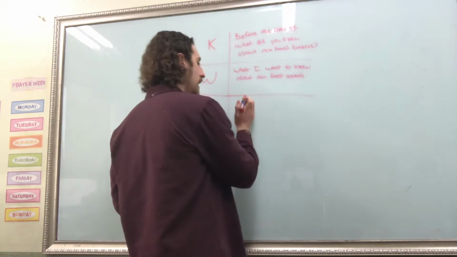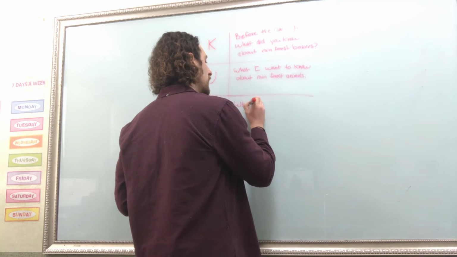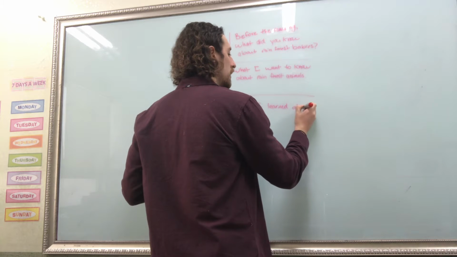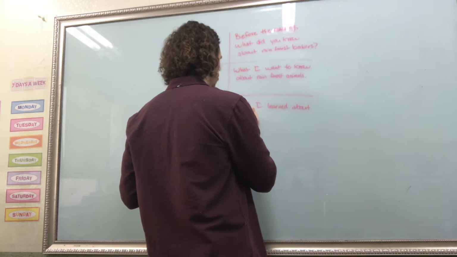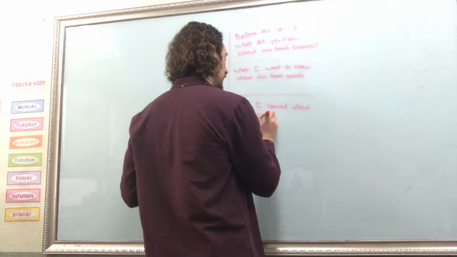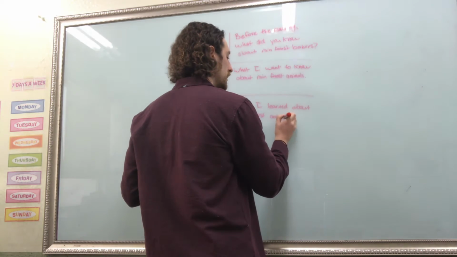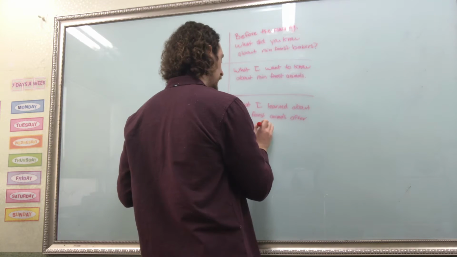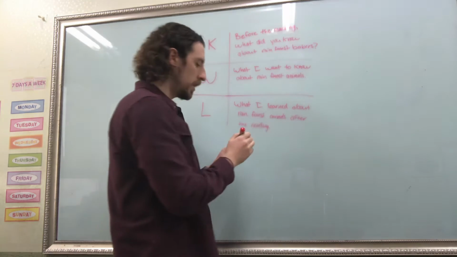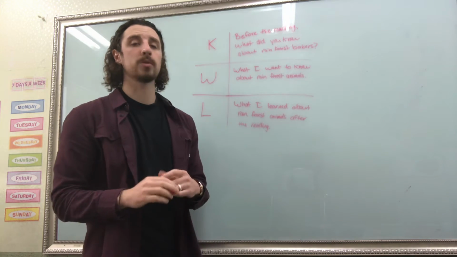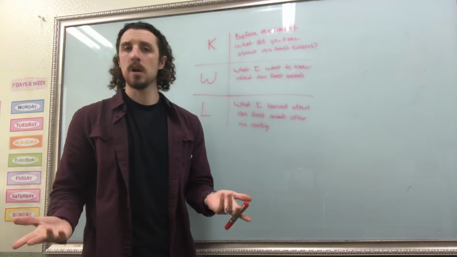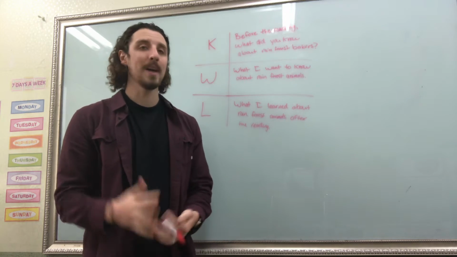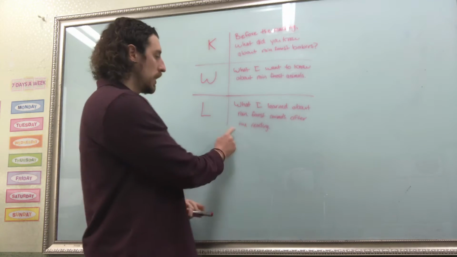And then in the L, this is what I learned about rainforest animals after the reading. So these are all the things that you learned after you had already read this story, okay? So what did you learn? Did you learn about animals? Did you learn about rainforests? What kind of animals did you learn about? Anything that you learned from the story, that goes in here.